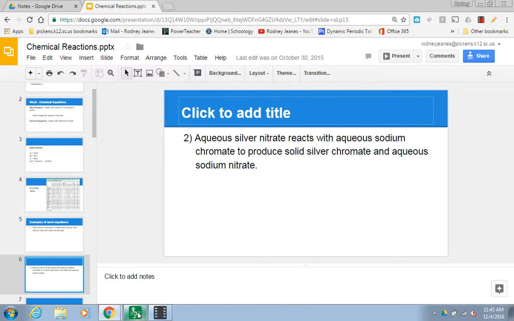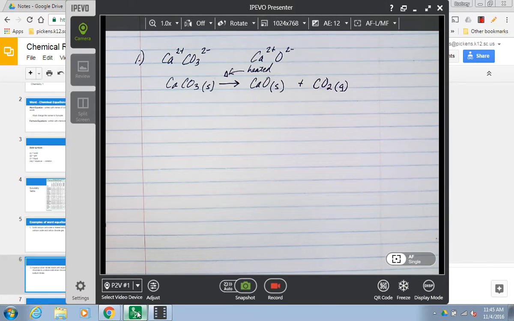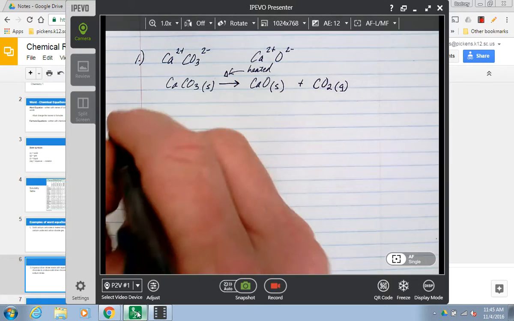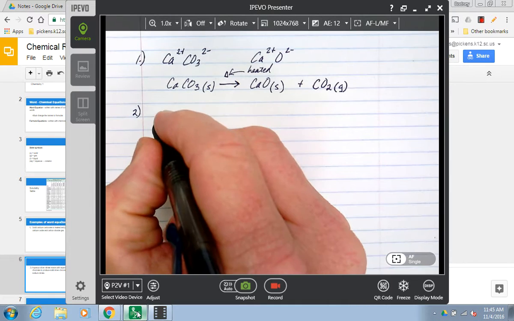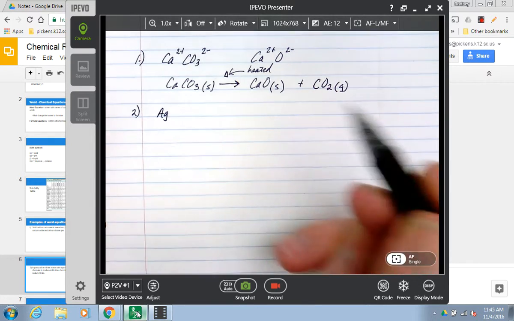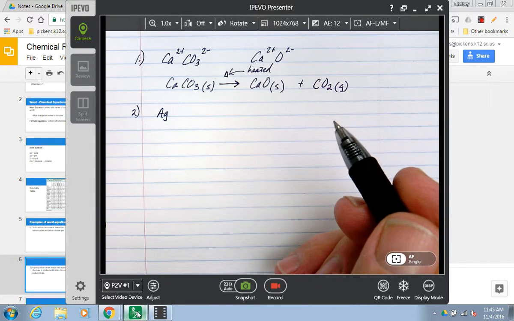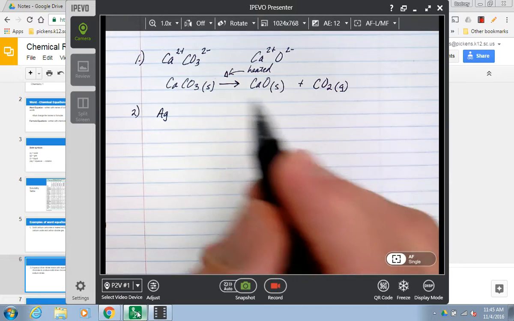All right, go back to your notebook paper and let's write down the formulas for this one. So you've got the word equation written right above it, and now I'm going to show you how to take the words and put it into the formulas. So we have silver nitrate. So silver is Ag. Now, I'd probably give you silver 1, but one of the things that you need to know is silver is always positive 1.